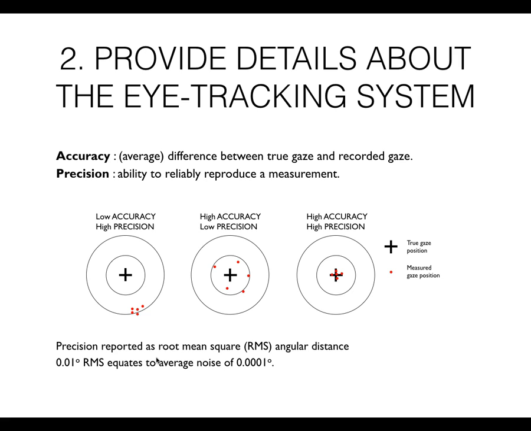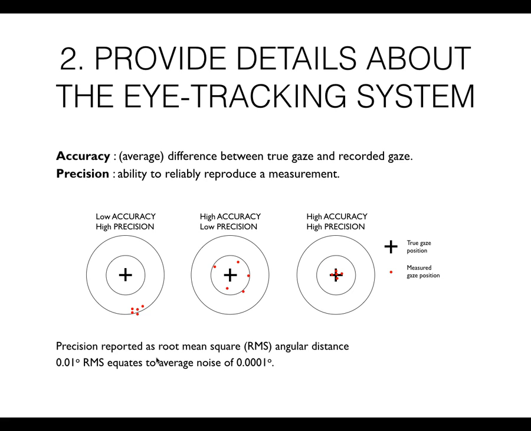So when eye tracking companies report accuracy, and they all do this, they will all say, oh, our eye tracker is accurate within half a degree. What they're talking about is accuracy. What you really want to know as well is not just accuracy, you want to know the precision, because precision is the difference between this and this.